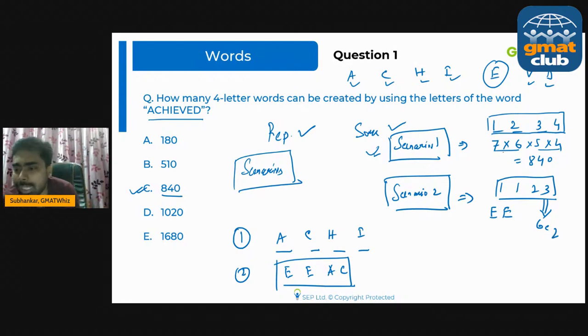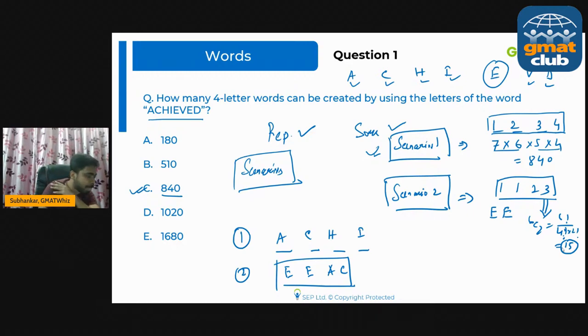So I'll calculate what 6C2 is. If you know how to calculate quickly, you can do that. 6 factorial by 4 factorial into 2 factorial. If I quickly calculate this, I end up getting 15. Right? 6 into 5 by 2.